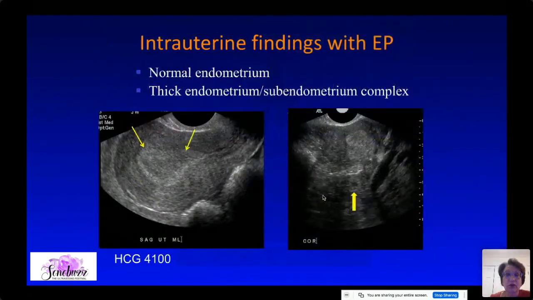Okay, so with ectopic pregnancy, what are the endometrial findings? The endometrium will undergo the decidual reaction from the hormone changes of the pregnancy, right? So you may have a normal endometrium, or you can have a thick endometrium, just as you see in this case. And this patient had a small ectopic pregnancy right there.